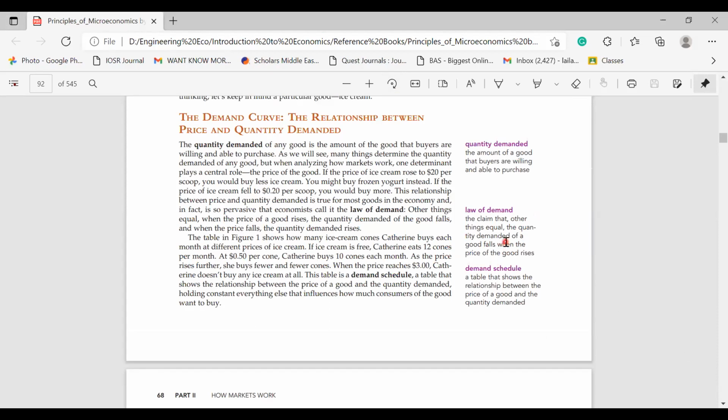So now in the law of demand, I already mentioned there are some factors which we took as a constant. That means they will remain the same. Then the demand has a negative relationship with price.